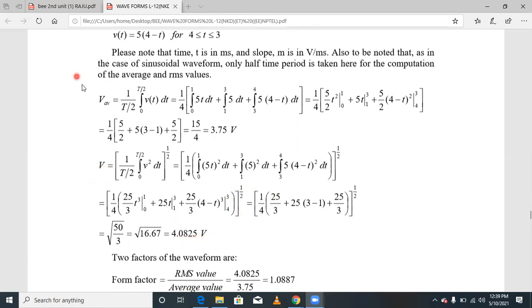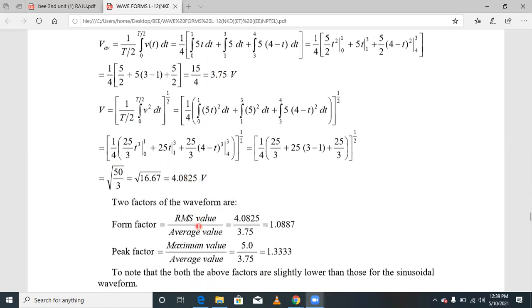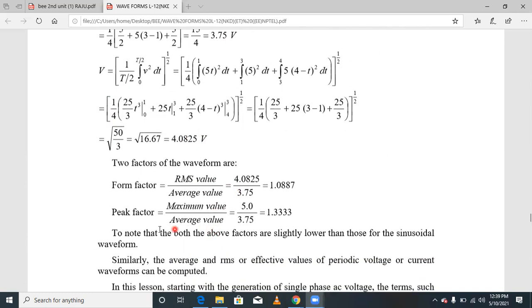This is called the average value, and this is called the RMS value. So the average value is equal to 3.75, and the RMS value is equal to 4.0825 volts. Then you know two factors, the form factor and the peak factor. Form factor is equal to RMS value by average value. RMS value is 4.0825 and average value is 3.75. Substitute here, and we will get 1.0887.